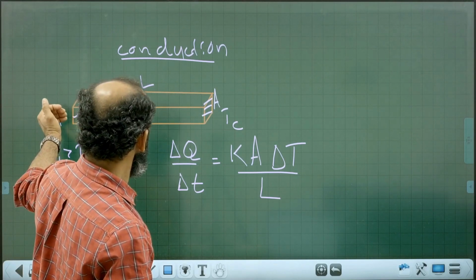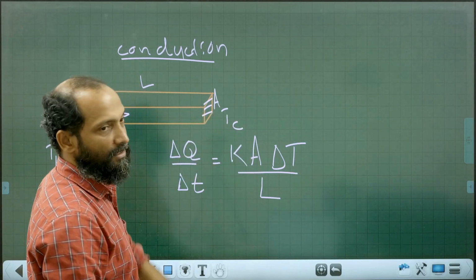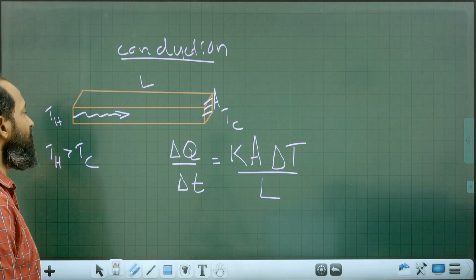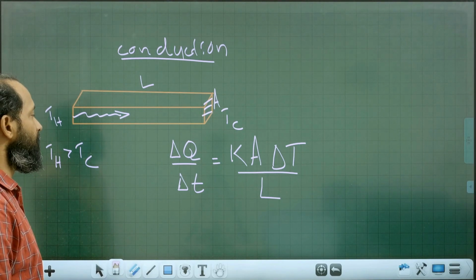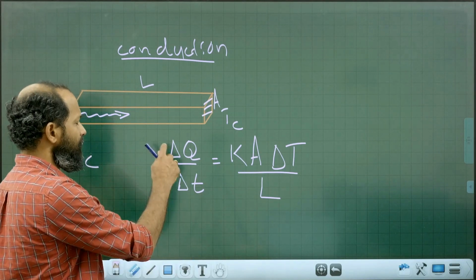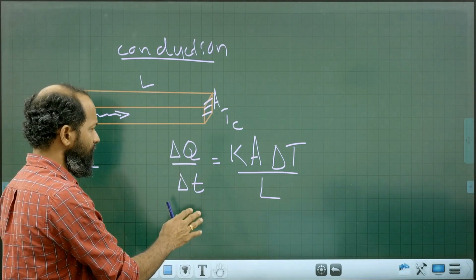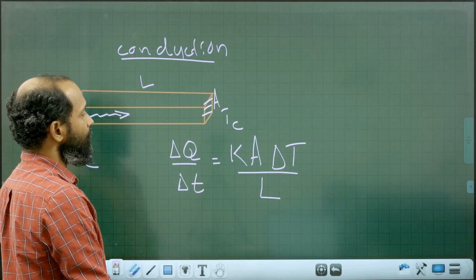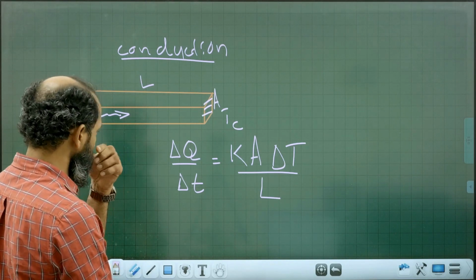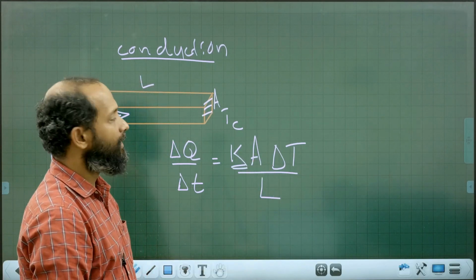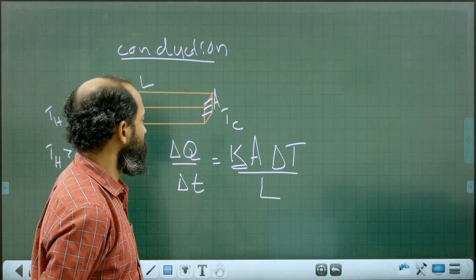This formula is only used after this temperature difference is established and you wait for a long time. In steady state, you can use delta Q by delta T, meaning rate of heat flow, heat current. Heat current is equal to K A delta T by L. This formula is important, where K is a proportionality constant called thermal conductivity or coefficient of thermal conductivity.